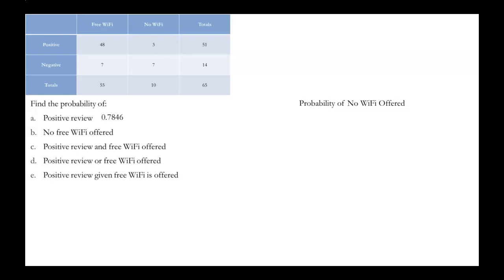So now the probability of no Wi-Fi being offered. Well, we take a look back up at our chart again. 10 hotels do not offer Wi-Fi, and there's 65 hotels in total. So we go 10 divided by 65. 10 divided by 65 gives us a probability of 0.1538. So that's the probability of a hotel not offering Wi-Fi.